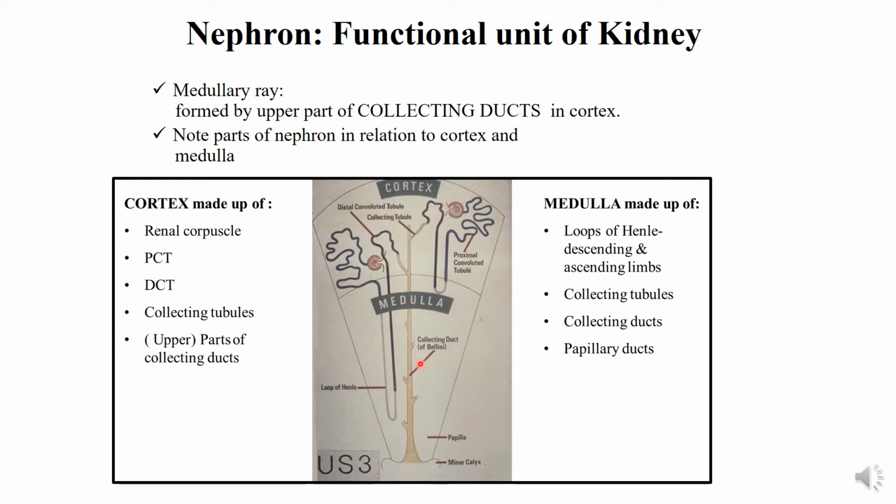One thing I want you to concentrate on here is the medullary ray. Although the name is medullary ray, which relates to the medulla, actually this area is located in the cortex, and it is formed by the upper part of the collecting duct. The major parts of the collecting ducts are located in the medulla. Only the upper part of the collecting ducts is located in the cortex, and this is called the medullary ray.